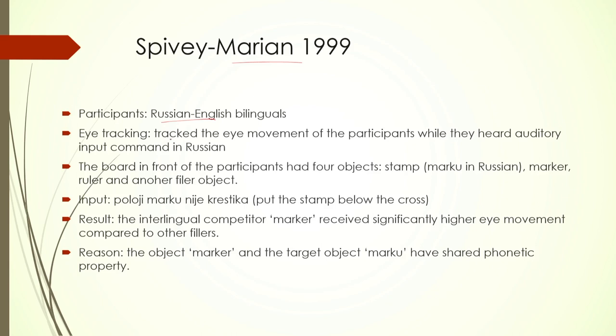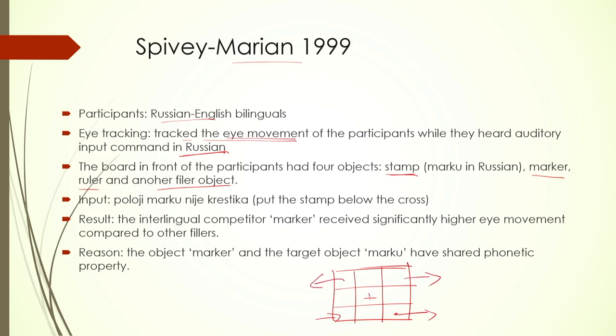This particular study looked at the eye movements of the participants while they heard auditory input commands in Russian. They had a board in front of them which had four objects: a stamp, a marker, a ruler, and another filler object. In the middle of the board there was a cross. The board looked like this: stamp here, marker here, ruler here, another filler here, and a cross like this. One of the input sentences was in Russian, meaning put the stamp below the cross. The stamp was here, and it was to be brought here. That was the command.